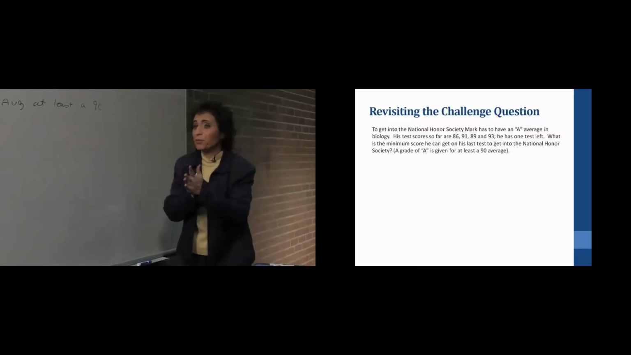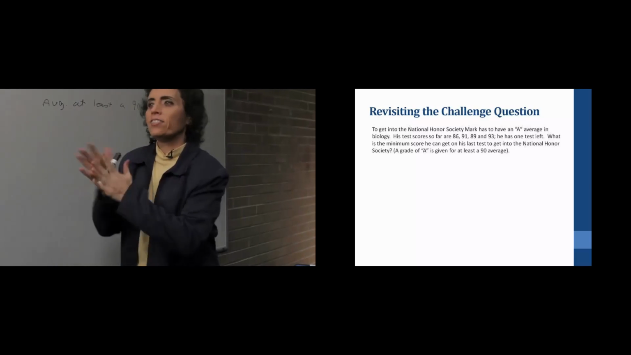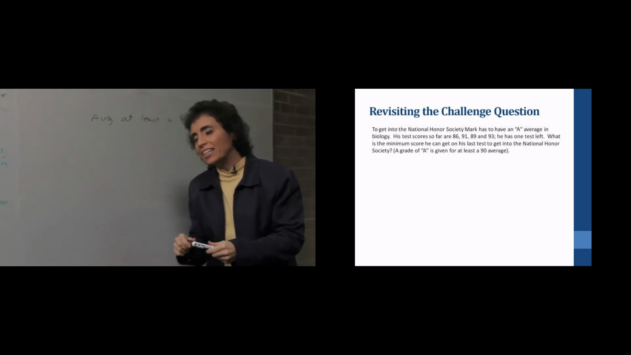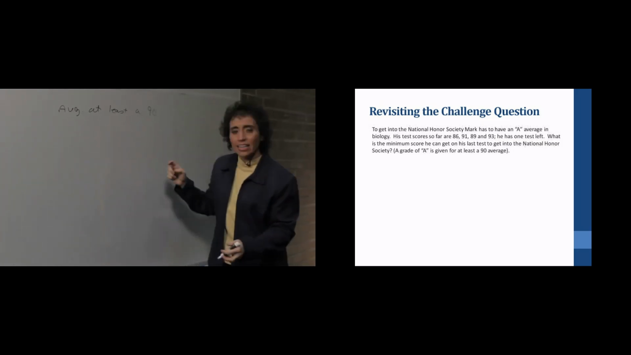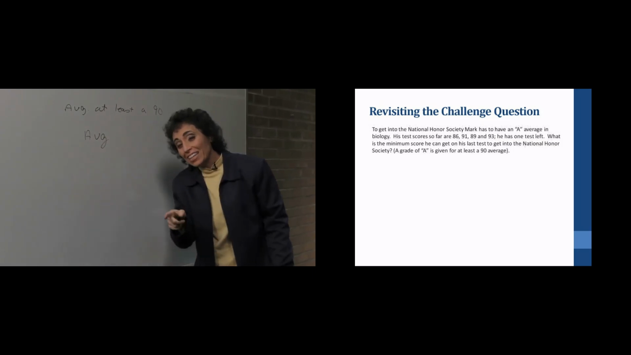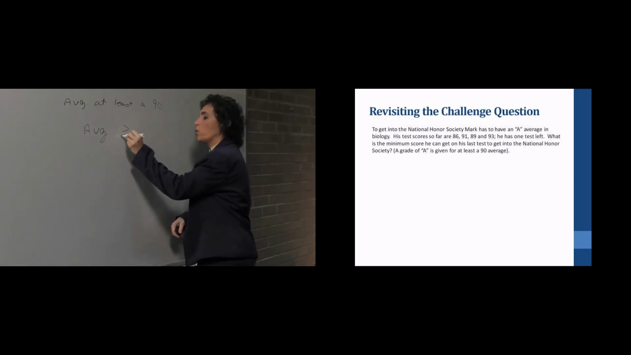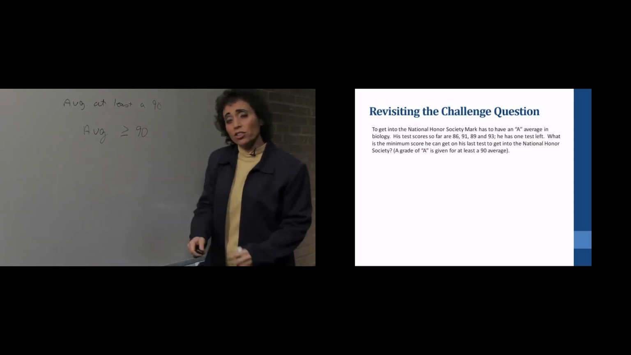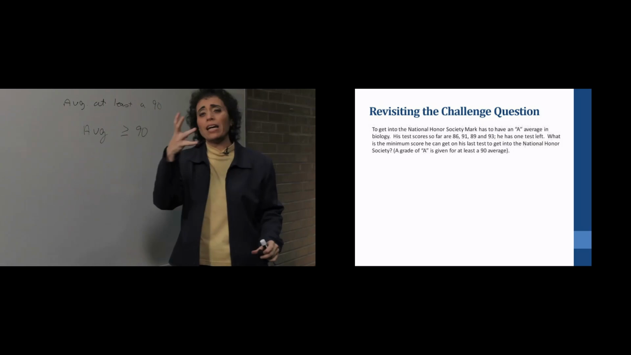All right, it's time to revisit that challenge question. It's Mark, and he wants to join the National Honor Society, but his average has to be at least a 90. Okay, what does at least a 90 mean? Remember, at least, if I have at least 90 bucks, it means I have to have greater than or equal to 90. Okay, that's at least a 90. Well, how do you take an average? Well, you add up all the numbers and divide by how many numbers there are.